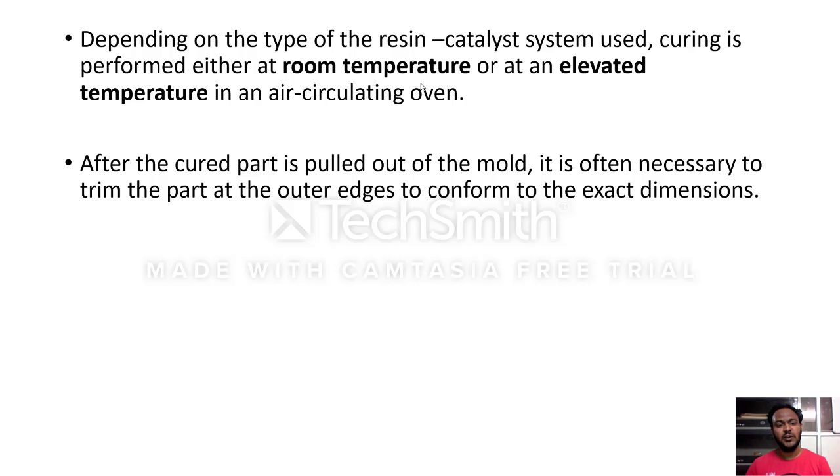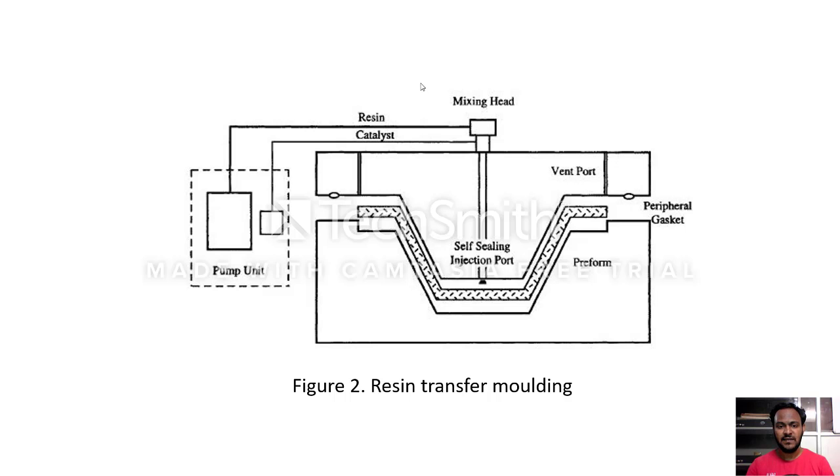It is often necessary to trim the parts at the outer edges to conform to the exact dimensions. So depending upon the exact shape requirement, you can trim the outer edges so that it will conform to the exact dimensions. This figure you have already seen, which I have explained to you. Now we will see an animation in which you will very clearly understand what happens in this process.